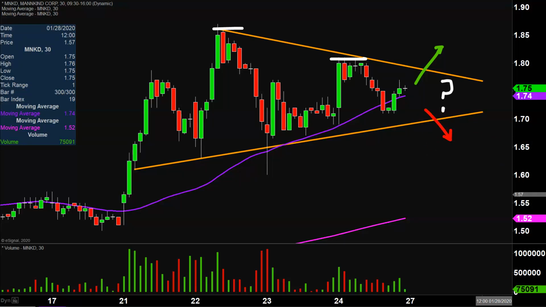So it's all about the symmetrical triangle and pretty much who is going to ultimately win out with the battle. So we'll see what happens with it next week.